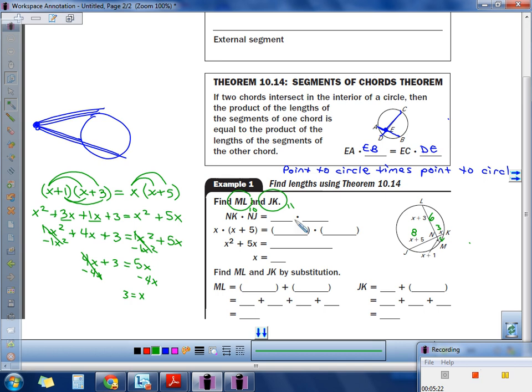So the lengths of those two chords are 10 and 11. It's not saying that they're equal. Some people think they should be equal. This is not true. They're not equal chords. So be careful there.